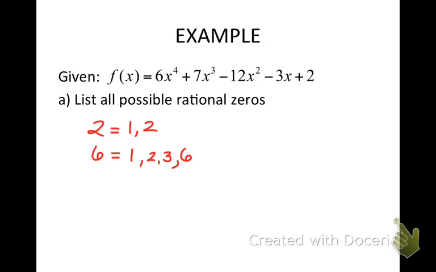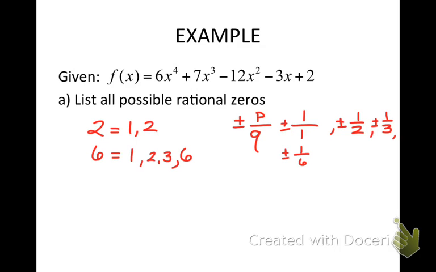So now what we need to do is make all possible combinations of ratios with your constant factors over your leading coefficient factors. I'm going to start with 1, so we're doing plus or minus P over Q. All my P options are 1. I could do plus or minus 1 over 1, plus or minus 1 over 2, plus or minus 1 over 3, plus or minus 1 over 6.